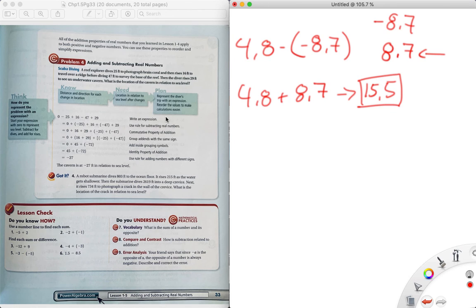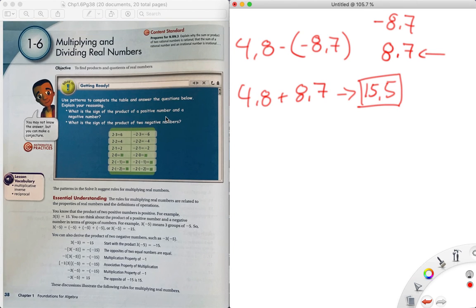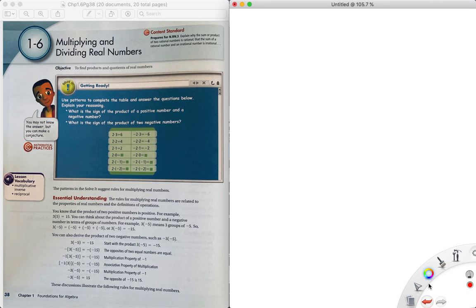Now let's move on to 1.6, multiplying and dividing real numbers. Here's the deal. The book says if you multiply or divide the same sign, then your answer is positive. So this is how I do it. When it comes to multiplying, positive times a positive equals a positive.